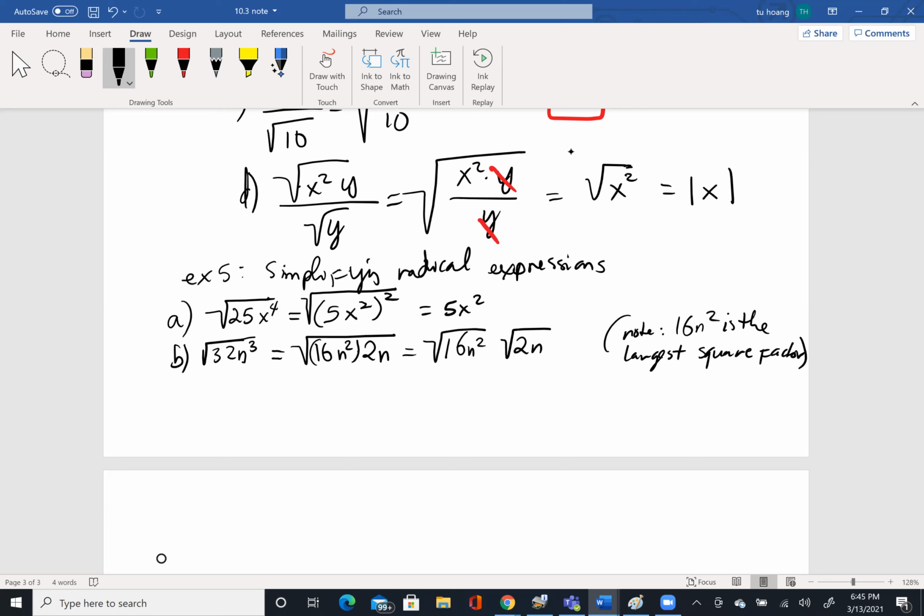Okay, so now you can have the answer as 4n multiplied by the square root of 2n.